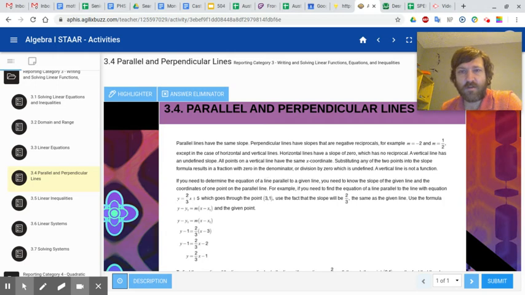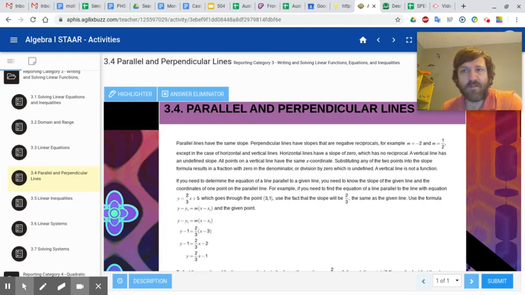lines that don't intersect. And what that means mathematically is that they have the same slope. So we'll be looking for that. And then perpendicular lines have slopes that are negative reciprocals, which basically means one is positive, one is negative, and they are reciprocals, which means their fractions are flipped. So an example would be negative 2 and positive 1 over 2. And so that would be reciprocals and one negative, one positive.